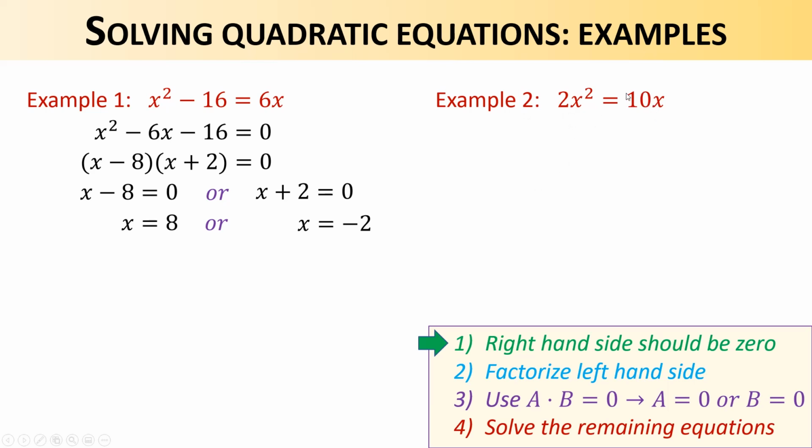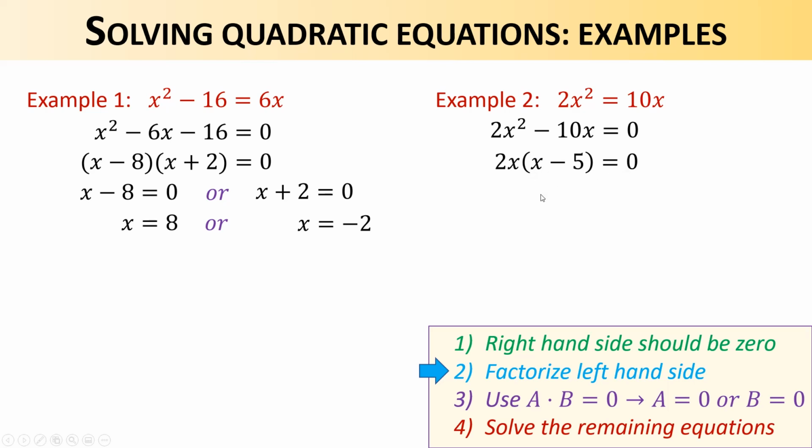Second example. Is the right-hand side already 0? No. So we have to subtract 10x from the right-hand side in order to make it 0, and we will also have to do that to the left-hand side. So we get 2x squared minus 10x equals 0. Can we now factorize the left-hand side? Yeah, that's quite easy. Both terms have a factor of 2x that we can take out. So we get 2x, and in the first term there's x left, and in the second term there's just 5 left. So we get 2x times x minus 5 equals 0.